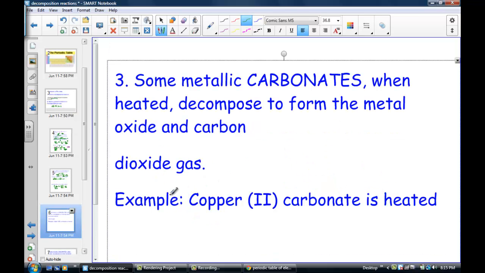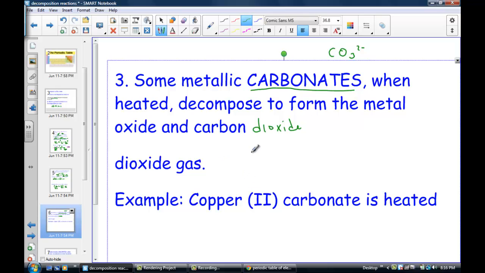Helpful hint number 3 deals with the polyatomic ion called a carbonate. Carbonates are a polyatomic ion, CO3, carrying a -2 charge. Carbonate, ATE, polyatomic. When carbonates are heated, they form the metal oxide and carbon dioxide gas. This should be up here. Carbon dioxide. Your note pack is written better.